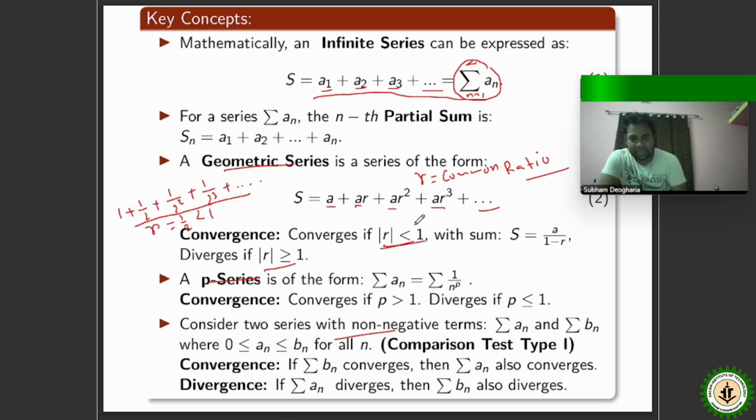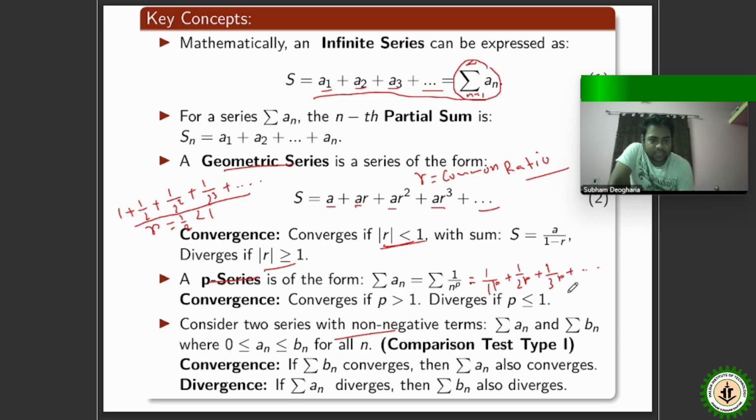Now the next standard infinite series is the P series, where the summation of a_n is defined as summation of 1 by n to the power p, which can be written as 1 by 1 to the power p plus 1 by 2 to the power p plus 1 by 3 to the power p and so on.